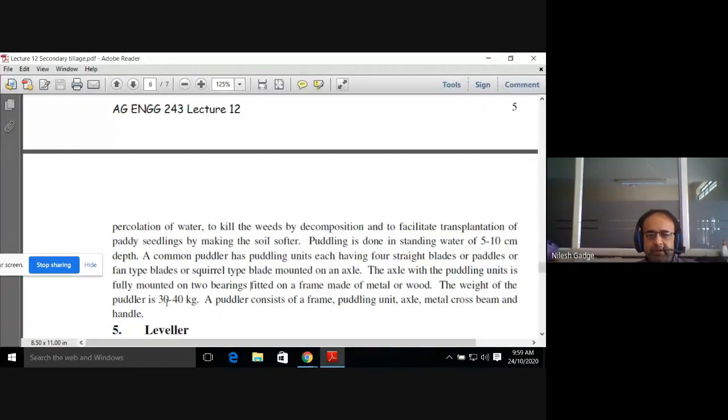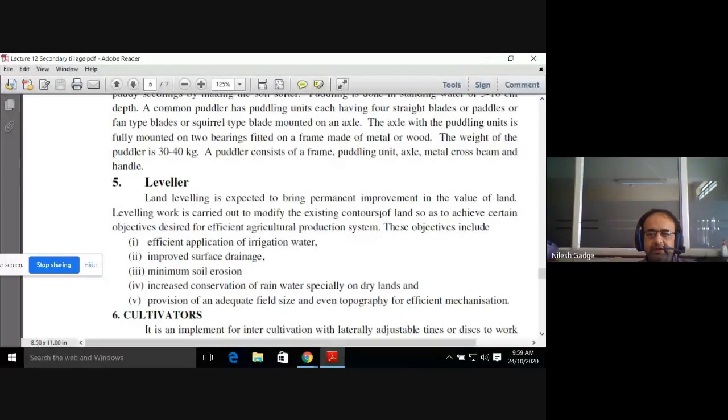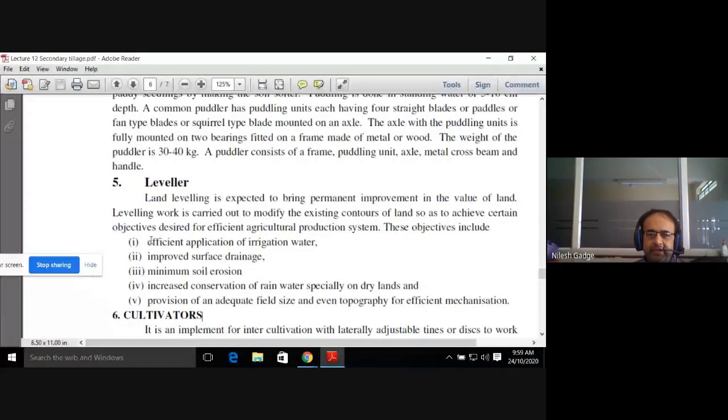The weight of the puddler is about 30 to 40 kg. Now, I don't have the figure to show you that puddler. So land leveler, we know what the land leveler does. There are different types of land leveler. It may be bullock drawn. There are some functions: efficient application of irrigation water, improved surface drainage, minimum soil erosion, and increased conservation of the rainwater, then provision of adequate field size and even topography. So this is the function of the leveler.